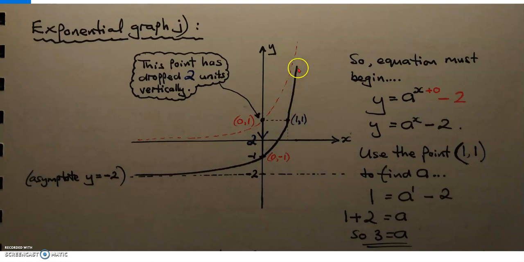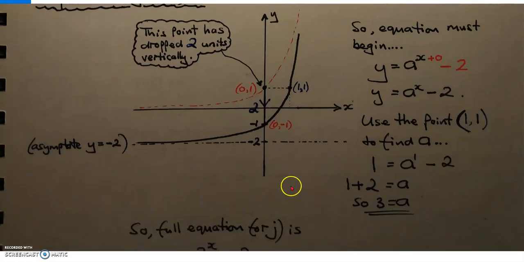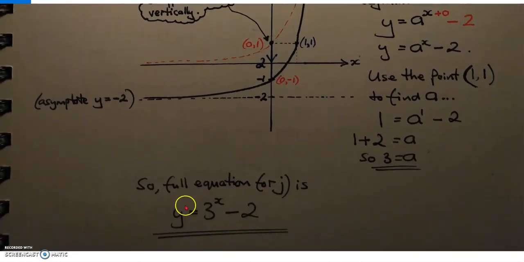You could have used any other point, but as long as it goes through the point nicely so that you can use it to find a. So I've used 1, 1, and when I do that, y is 1, the x is 1, and minus 2 there. So take the minus 2 across, goes to plus 2. So this is a to the power of 1 must be 3, which means that the final equation is y equals 3 to the power of x minus 2.